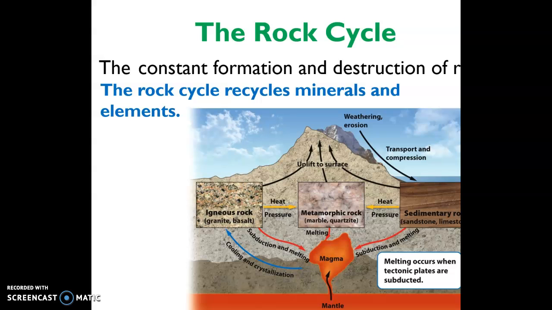In this screencast, we will look at the rock cycle. The rock cycle isn't really a cycle. Normally, a cycle would go around in one direction in a circle. In the rock cycle, one type of rock can turn into any other type of rock and vice versa. So the definition of the rock cycle is the constant formation and destruction of rock.